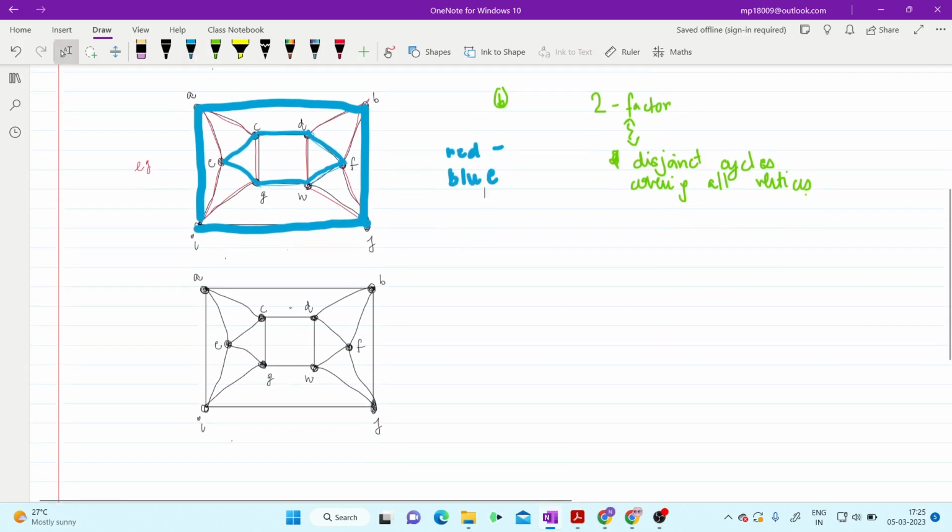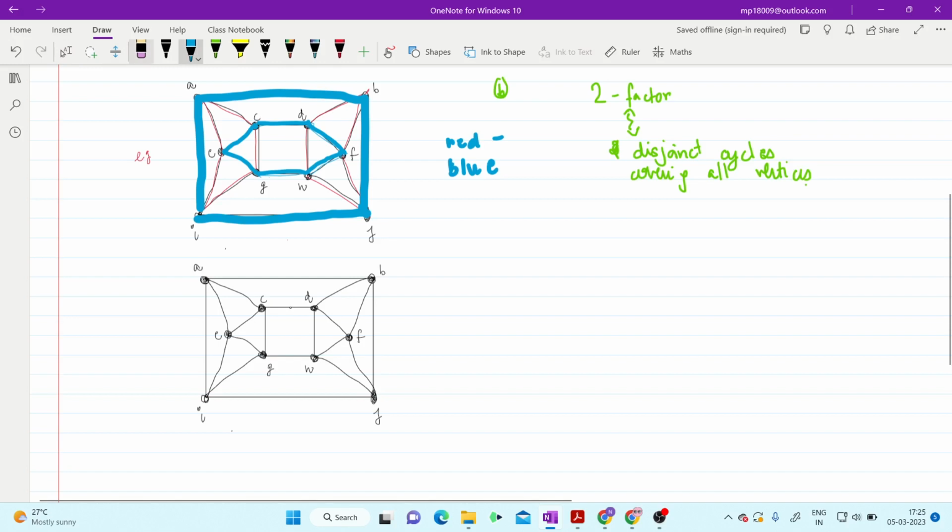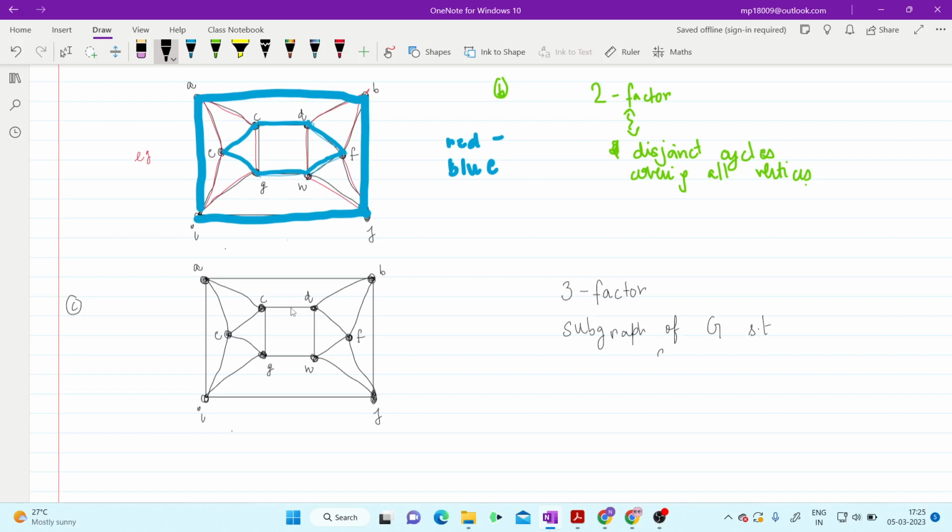Now the C part is to find a three factor. This is a bit tricky one. What do we mean by three factor? We want to find H, which is a subgraph of G such that all vertices have degree 3 and all the vertices are there.